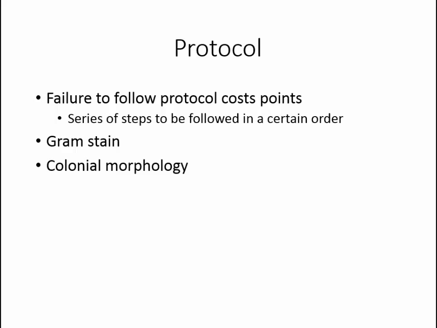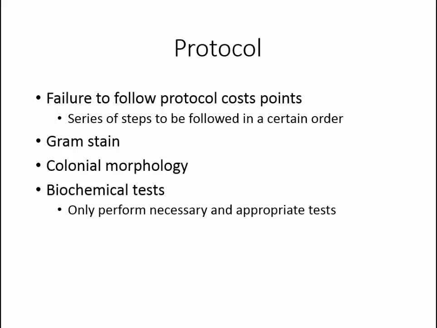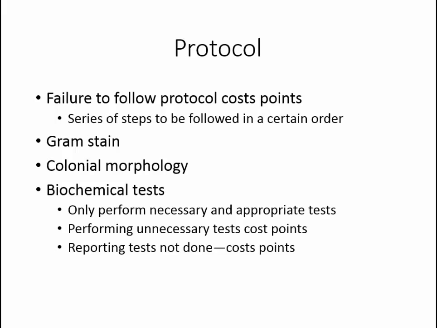You then want to do your colonial morphology and then set up your biochemical tests. Your Gram stain and perhaps your colonial morphology will help you determine which biochemical tests are the most appropriate for your test organism. You only want to perform necessary and appropriate tests. Performing unnecessary tests will cost you points on your unknown. And should you report tests that you didn't actually do, that will also cost you points on your unknown. The unknown is not so much about identifying the organism, it's more about organizing yourself, using your time wisely, and learning to follow a protocol.